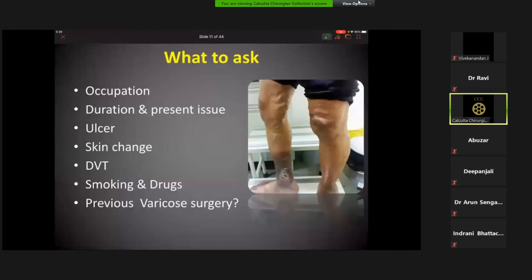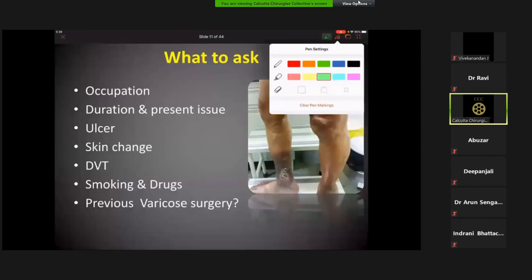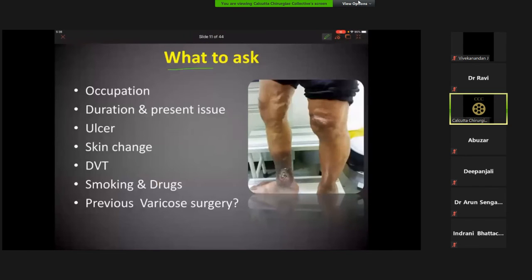Now, when you talk about the history and you come to the case, remember that in history, the points are very straight, not elaborate ones. You can talk about the occupation of the patient, the duration of the disease and the present issue.